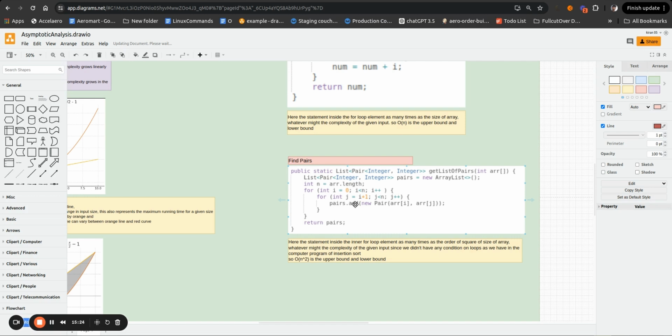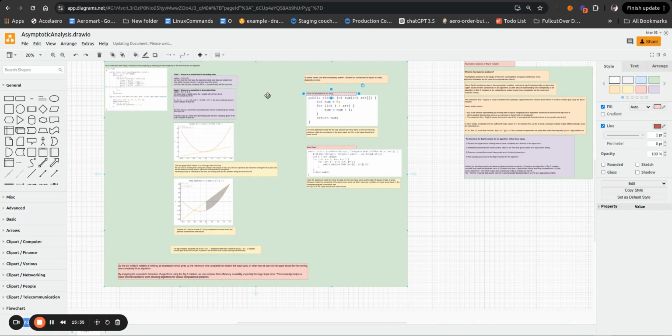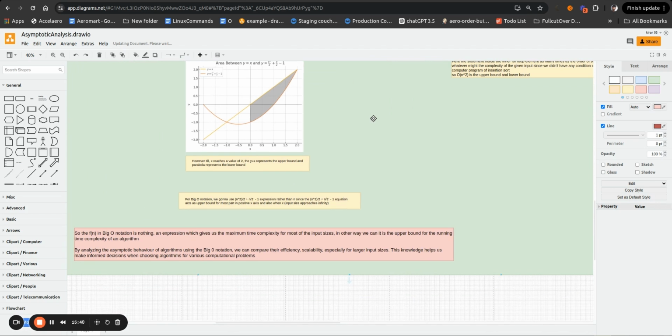So basically, our time complexity will be in the order of square of input size. So this is the case. The time complexity is nothing but an expression in terms of input sizes, and big O notation is nothing but the upper bound time complexity. So it is nothing but the maximum time complexity for most of the input sizes. It is the time complexity which an algorithm can take for a given input size.